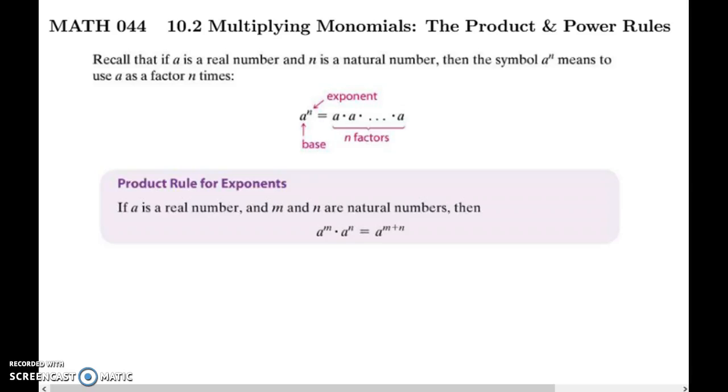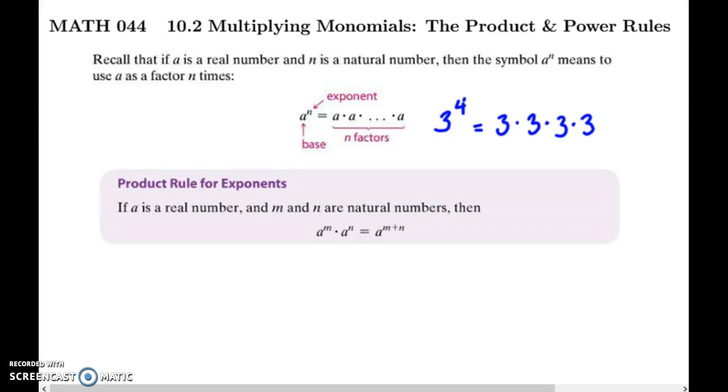Today we're going to cover section 10.2, multiplying monomials, the product and power rules. To start out with, let's just recall what an exponent actually is. If you have some kind of number a and you raise it to the exponent n, where n is just a positive whole number, this is basically repeated multiplication. For example, 3 to the fourth power is 3 times itself 4 times. So the exponent tells you how many factors you have of the base. 3 would be the base here.